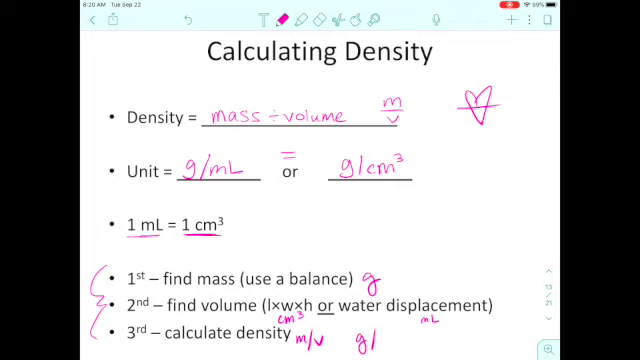So you're going to do the grams divided by the centimeters cubed, or grams divided by the milliliters for the density. So either way. You first find the mass, because that's usually the easiest thing to do, just put it on the balance. Then you've got to determine the volume by measuring all the sides with a ruler, or using the water displacement method, and then you can calculate the density.